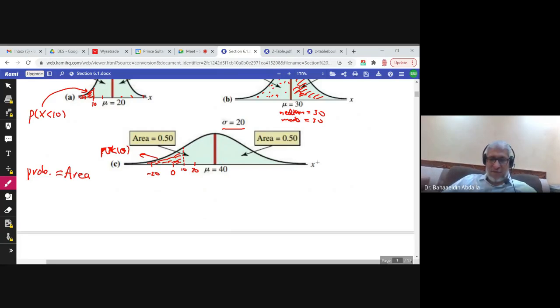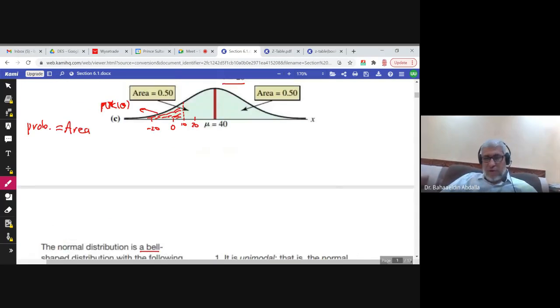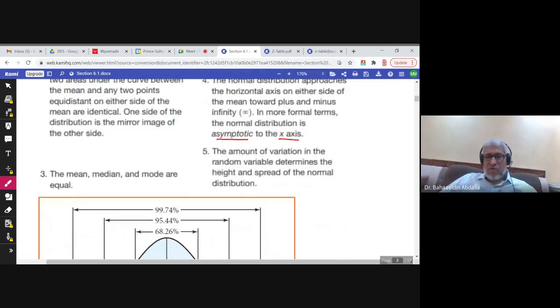So there is a difference between x values, which you can see on the x-axis, and the areas or the probabilities, which is the green, the area under the curve. So the graph becomes closer and closer to the x-axis, which means the x-axis is a horizontal asymptote. Also, the variability changes, the spread changes, when we have different standard deviations.